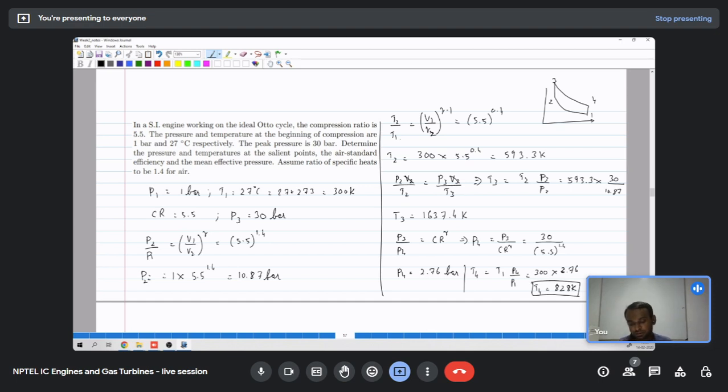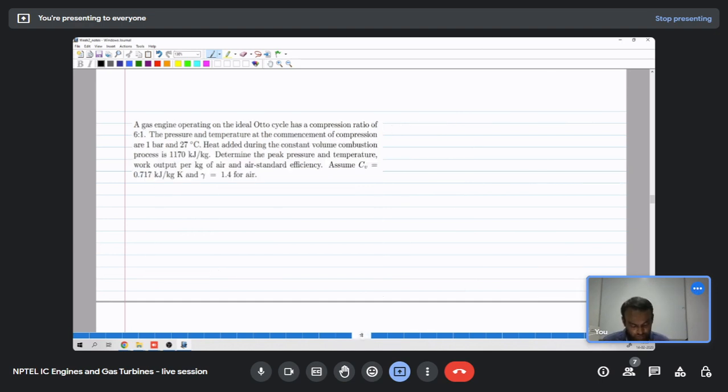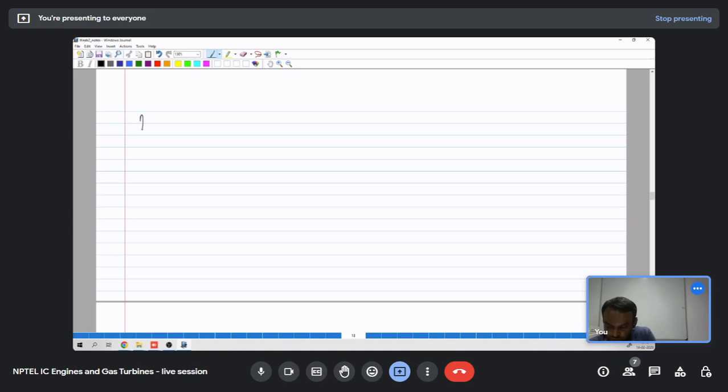Now we can find the air standard efficiency and mean effective pressure. For air standard efficiency, compression ratio is sufficient to find. So eta is equal to 1 minus 1 by compression ratio power gamma minus 1. So this is 1 minus 1 by 5.5 power 0.4, which is 49.43%.